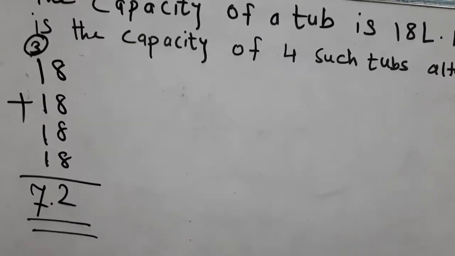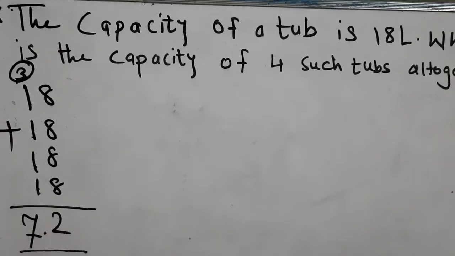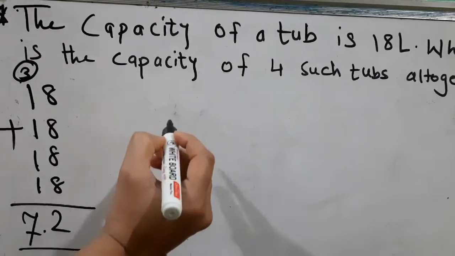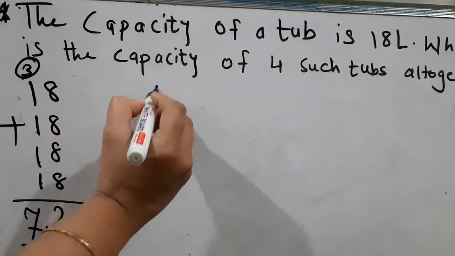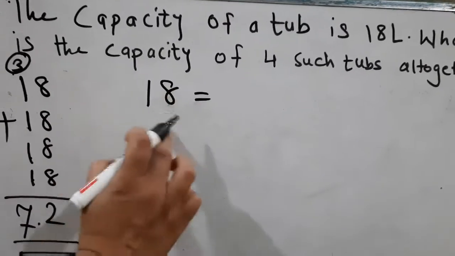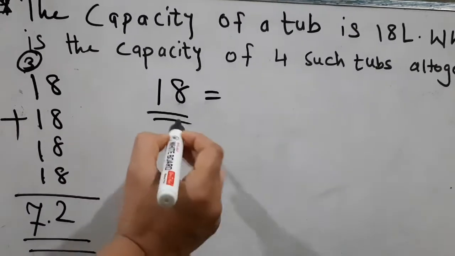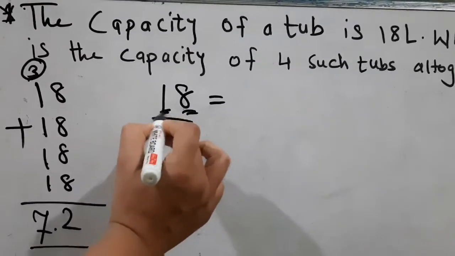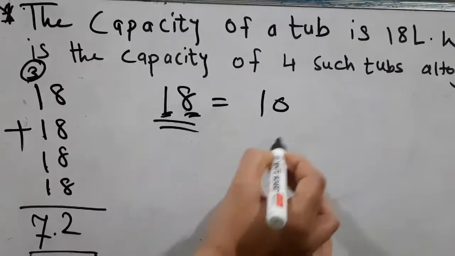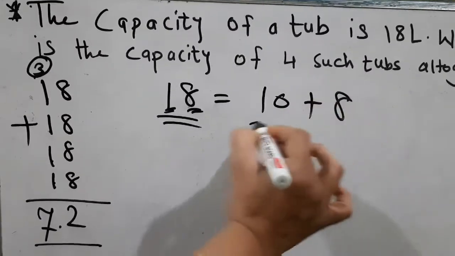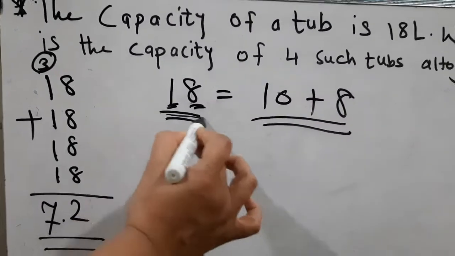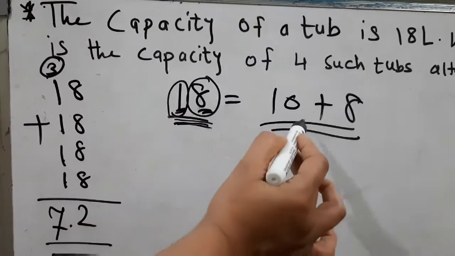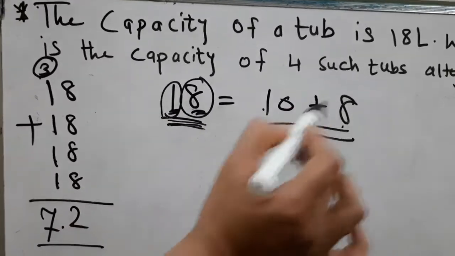Okay. Now again, one method is there. The other method is the box method. We have to do the expanded form of this 18. Expanded form means 8 is on the ones place, means 8 ones, and 1 is on the tens place, 10 plus 8. This is the expanded form of this 18. Okay, 1 tens, 8 ones. That's why 10 plus 8.